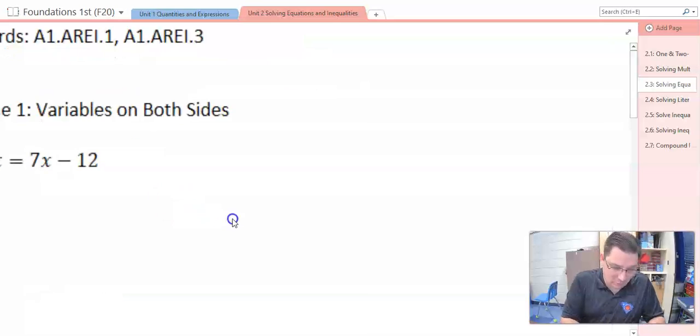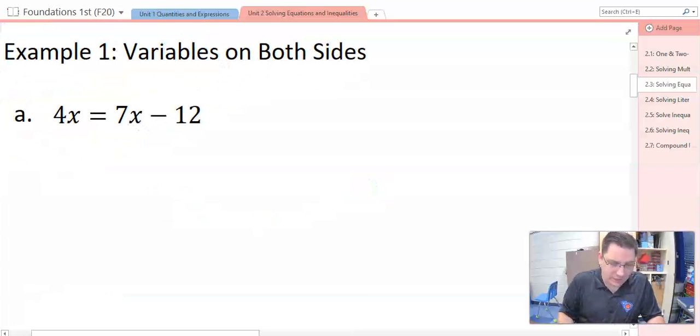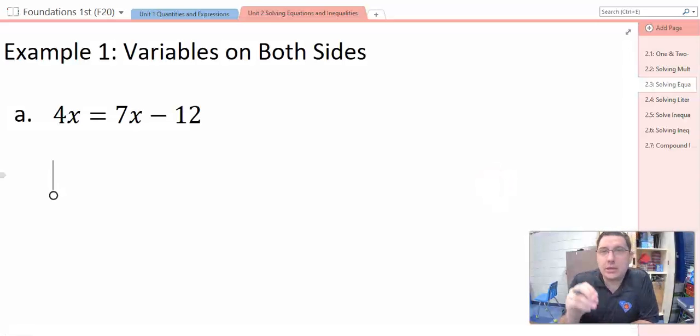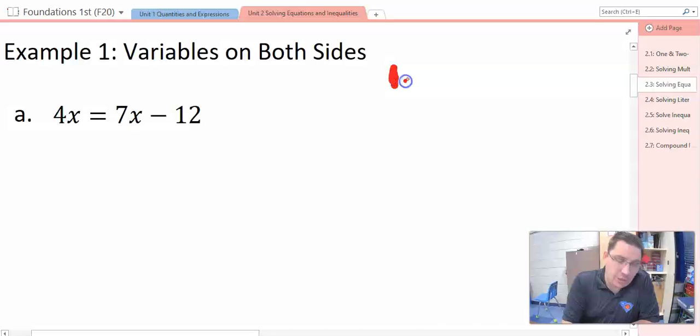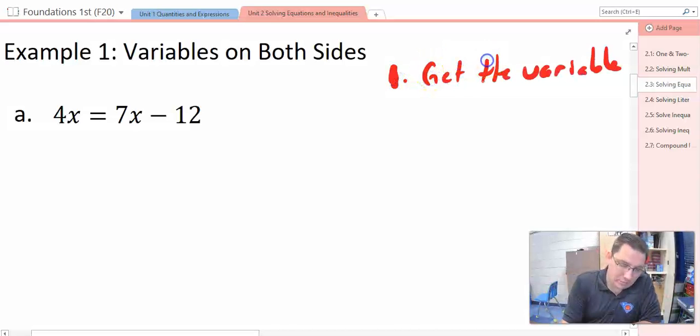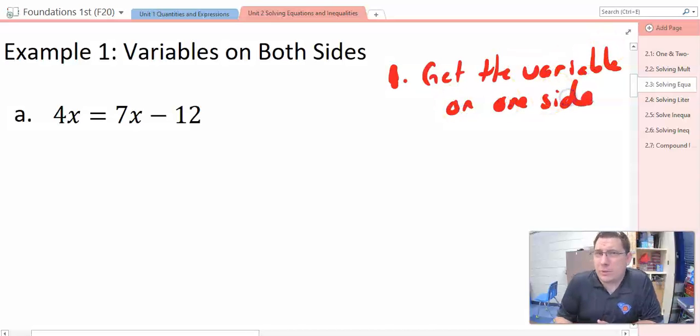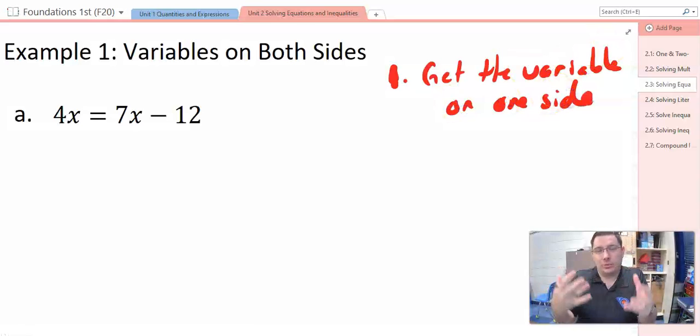Looking at example 1 here, we've got 4x is equal to 7x minus 12. Now, the key to solving equations with variables on both sides is first get the variables onto one side. So your first step before we go and work PEMDAS is to get the variable on one side. We still have to use our order of operations to do that, but we want to get it all to one side, and then we can work from there to get the variable by itself.